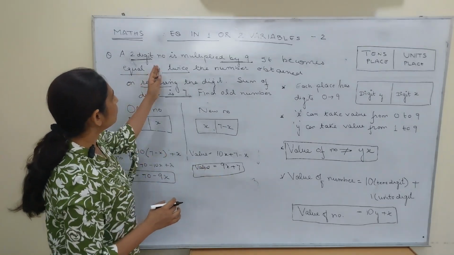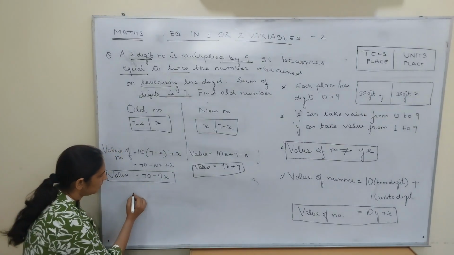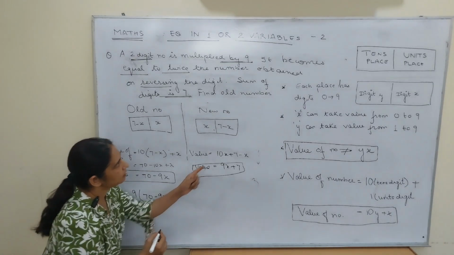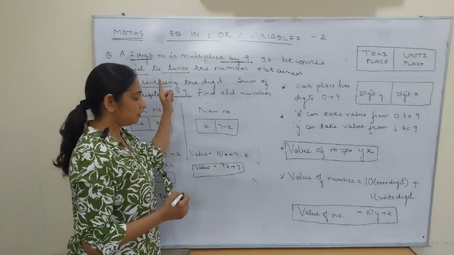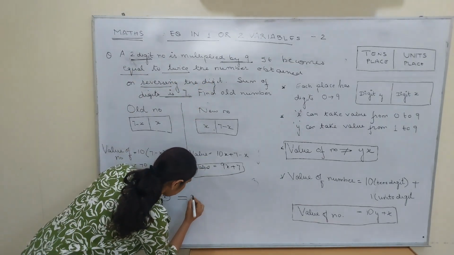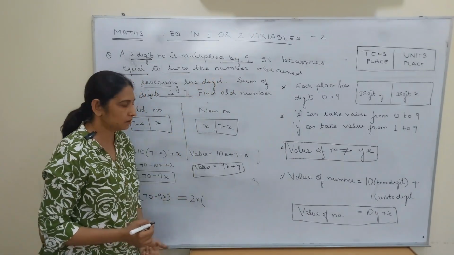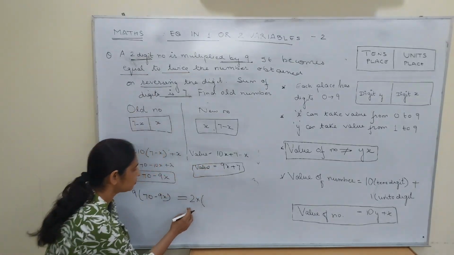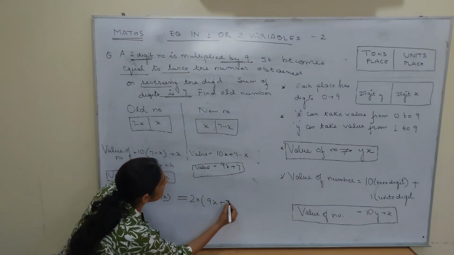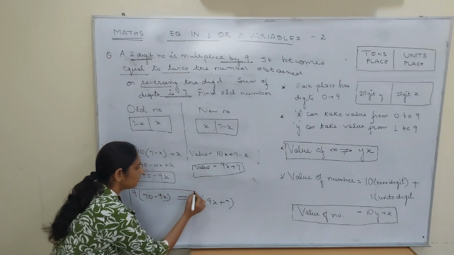Now we'll see when the old number is multiplied by 9. Let's multiply the old number by 9. We've multiplied the old number by 9. It becomes equal to twice something. So twice of what? Twice of the number obtained by reversal. This is the number obtained by reversal. So twice of (9x plus 7). So this gives you one equation.